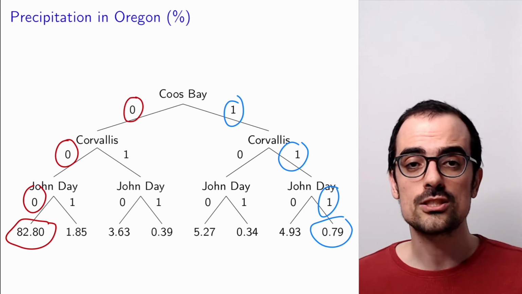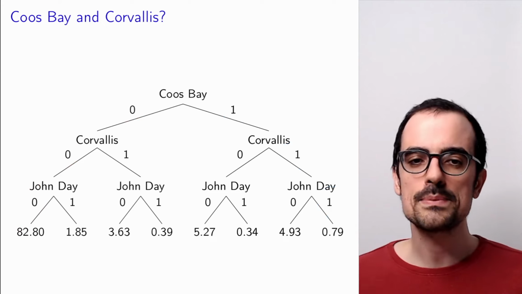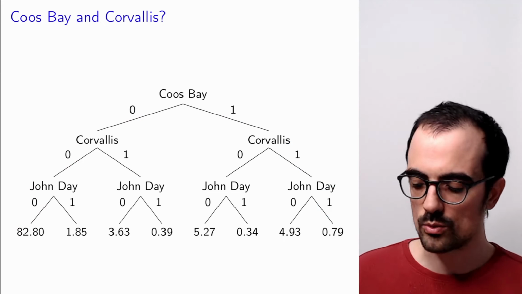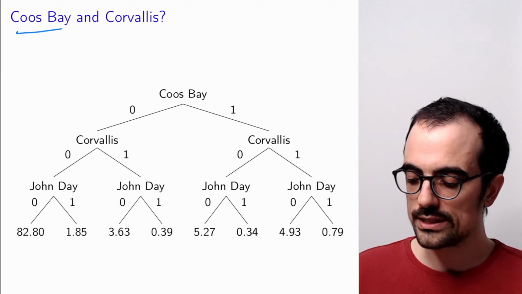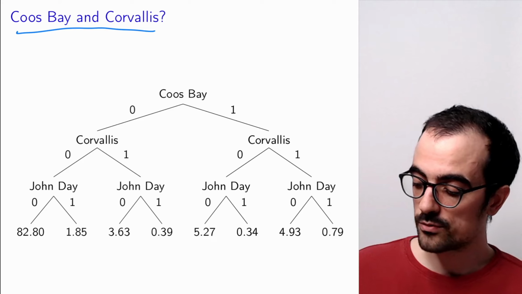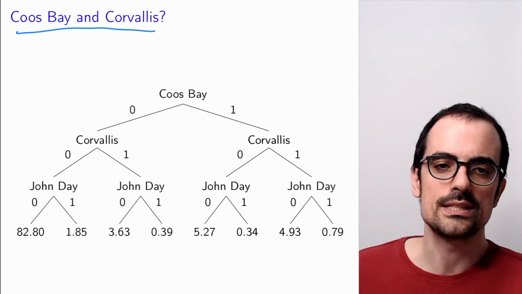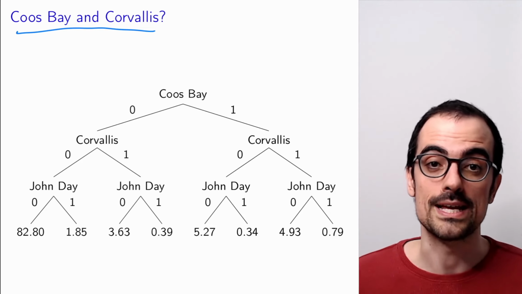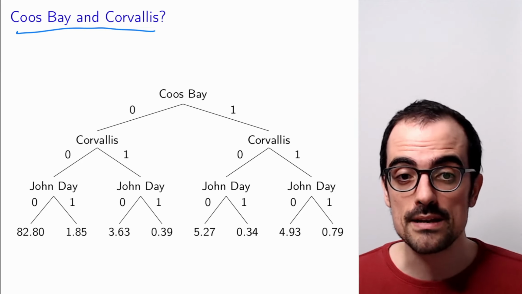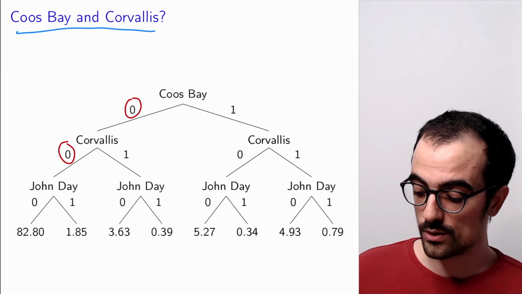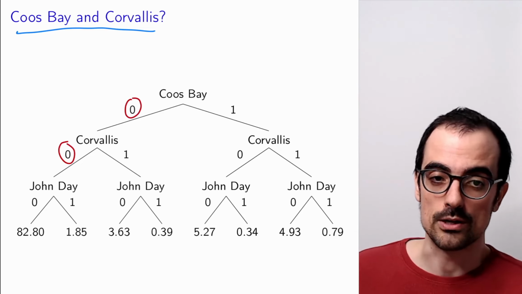Now we want to isolate what happens in pairs of places. So we don't care about John Day, we only want the joint distribution of Coos Bay and Corvallis. So what is this joint distribution going to be characterized by? The joint PMF of Coos Bay and Corvallis. What are the entries of the joint PMF? The probability, for example, that Coos Bay and Corvallis are equal to 0 and 0. So it doesn't rain in Coos Bay or Corvallis.